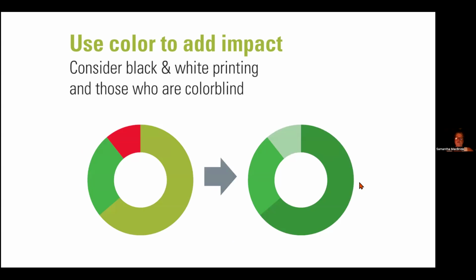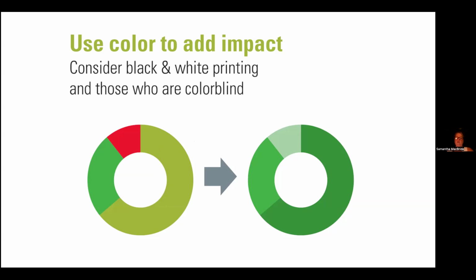Another factor to keep in mind is someone may be printing or photocopying something that is in color, and you want to think through how is that going to come out in black and white, right? So on the left, it would be in black and white. It might be very hard to distinguish among these parts of the pie. Whereas if you're using shading as opposed to color, it's going to survive black and white.